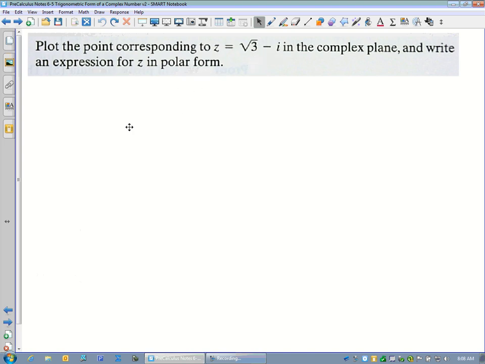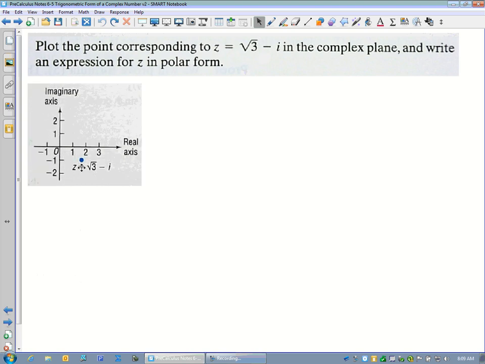Well, plotting the point is fairly straightforward. We're going in the positive direction horizontally and then the negative direction vertically. So we're going plus square root of 3 and then minus 1 gives us the point right there. And to convert it to polar form, there are two things we need. We need the radius and we need the theta.